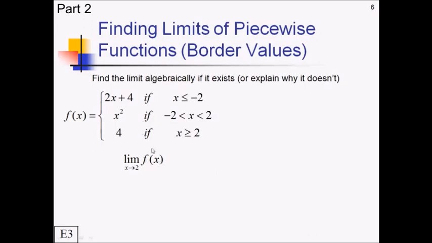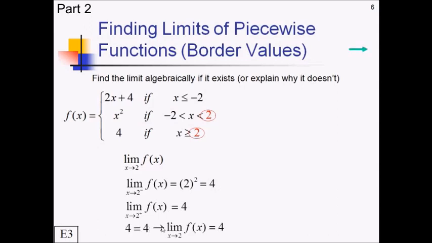All right, now hopefully you noticed that 2 is a border value, which means that we have to show the left and the right limits before we make any conclusions. So our left-sided limit, using our before rule here, this is going to be 2 plugged into x squared, which is just going to be 4. And for the right-sided limit, as x approaches 2 from the right side, we're using this after rule here, which always just returns a value of 4 no matter what. Since 4 equals 4, since these match up, we can conclude that our two-sided limit is also 4.